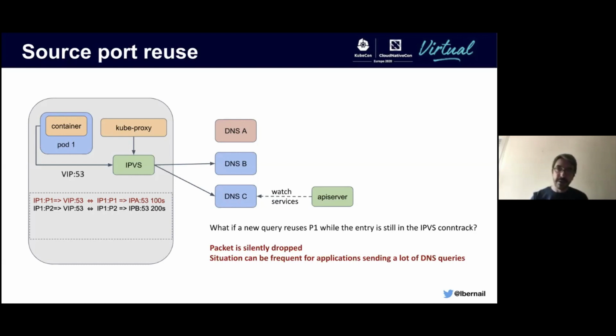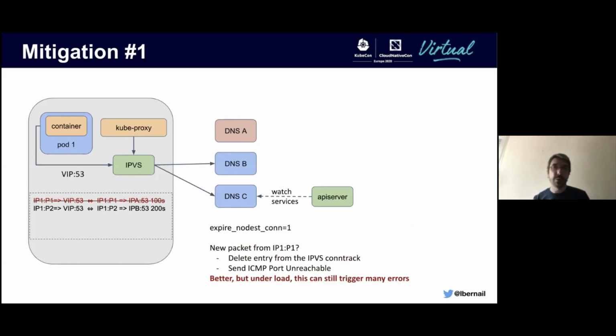So we worked with the kube-proxy team to make this better. The first thing we did was set the system tunable, expire_nodest_conn, which will expire entries in the conntrack when a new packet is sent to a backend that has been deleted. So from the querier's perspective, you send a query, and since the backend doesn't exist, the conntrack entry will be garbage collected, which is good, and you're notified by getting an ICMP error message. So it's better because entries expire much faster, but you're still getting errors. So not great, because under load this can trigger a lot of errors.